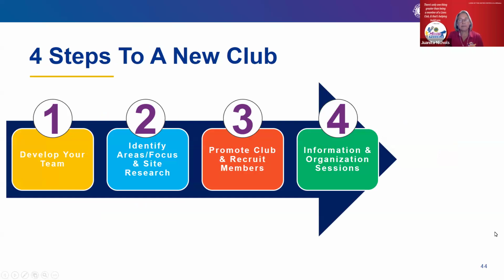So last week, we identified 2 areas. We covered developing your team, and that's number one. And number two, we looked at ways you could identify areas and focus of the site search, or areas that you might want to canvass for a new club, or rebuilding or reestablishing a club as well. So for this evening, we'll be looking at number 3 and number 4: promoting the club and the recruitment of members, the informational and organizational meeting, and of course, starting the application process.